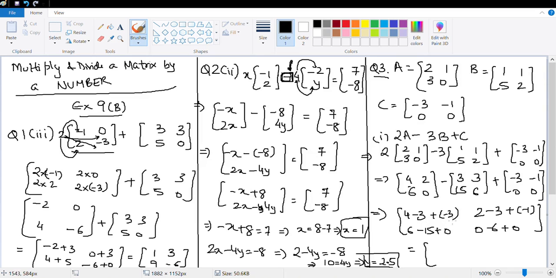Anyway, so this is 4 minus 3 minus 3. This is 6 minus 15. This is 2 minus 3 minus 1. This is 0 minus 6, which will give me an answer as 4 minus 3, that's 1. 1 minus 3 is negative 2. 6 minus 15 is negative 9. 2 minus 3, negative 1. Negative 1 minus 1, negative 2. And 0 minus 6 is negative 6. I left little space. I should be more careful next time. Anyway, so let's move on.